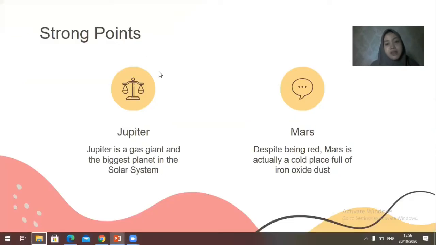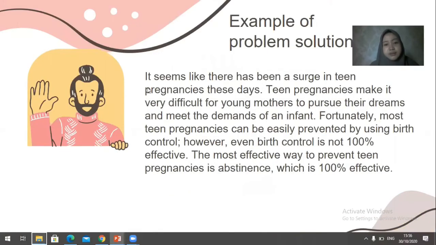So, guys, we can see here this is the problem: teen pregnancies make it very difficult for young mothers to pursue their dreams and meet the demands of an infant. But here, most teen pregnancies can be easily prevented by using birth control. This is a solution. So every problem has to have a solution.